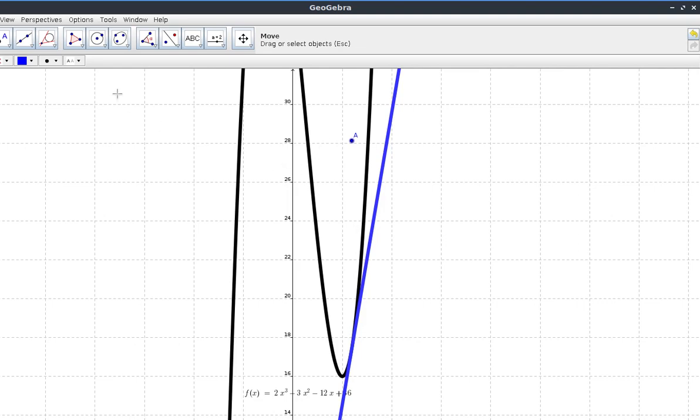Alright? So at the maximum point, the gradient swings from positive to negative. So that's a turning point. At the minimum point, the gradient swings from negative to positive. It's also a turning point. The gradient turns. Alright?